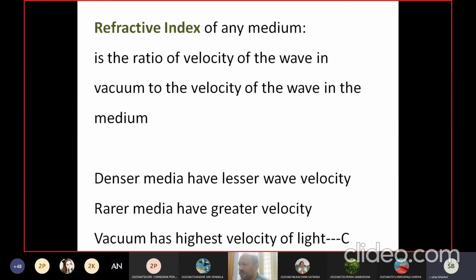Okay, the same thing is explained here. Denser medium has lesser wave velocity, rarer medium has greater velocity, and vacuum has the highest velocity, c.